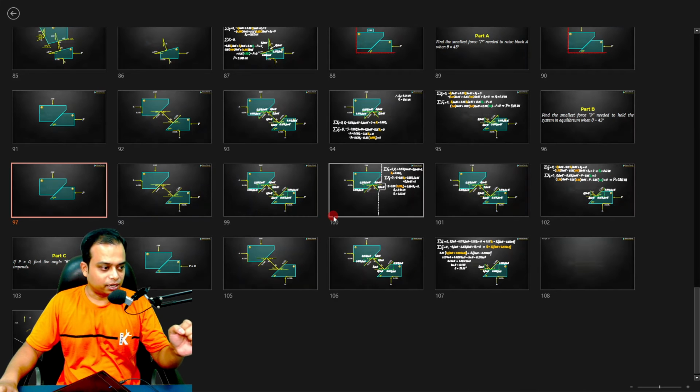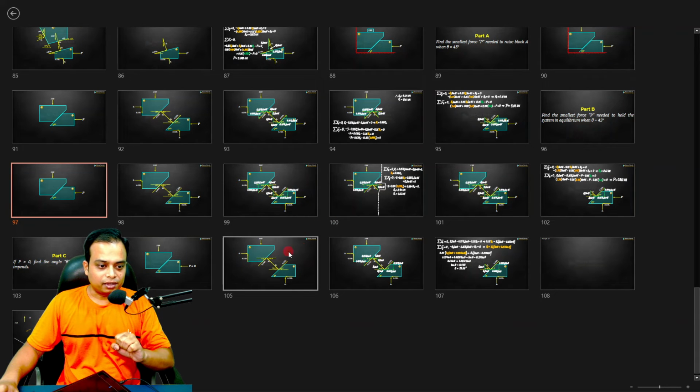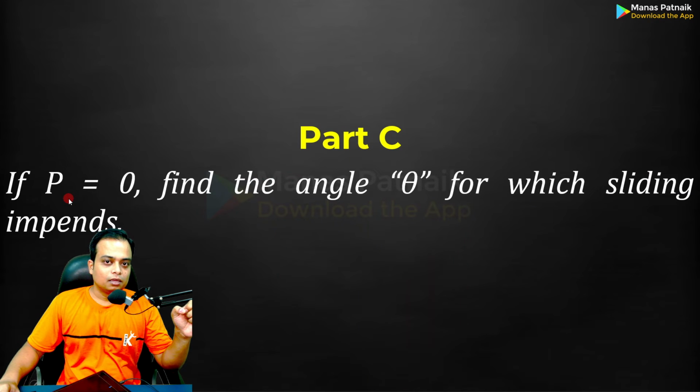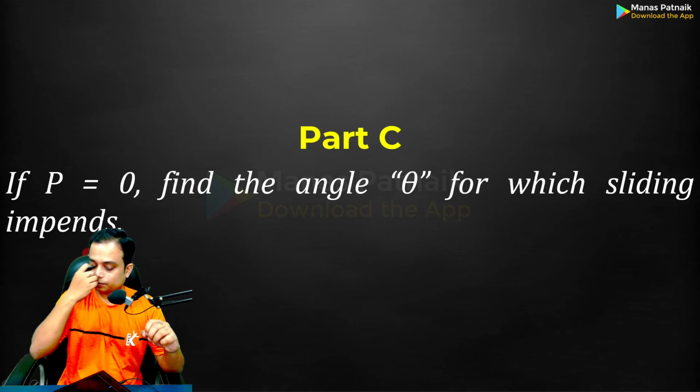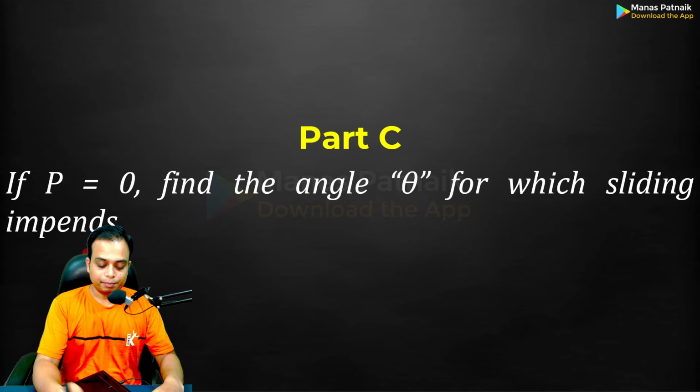So we are done with case B now. Let us now focus on the final case, part C. You cannot apply any force now. If P equals 0, find the angle theta for which sliding impends. Wonderful. For which sliding impends.